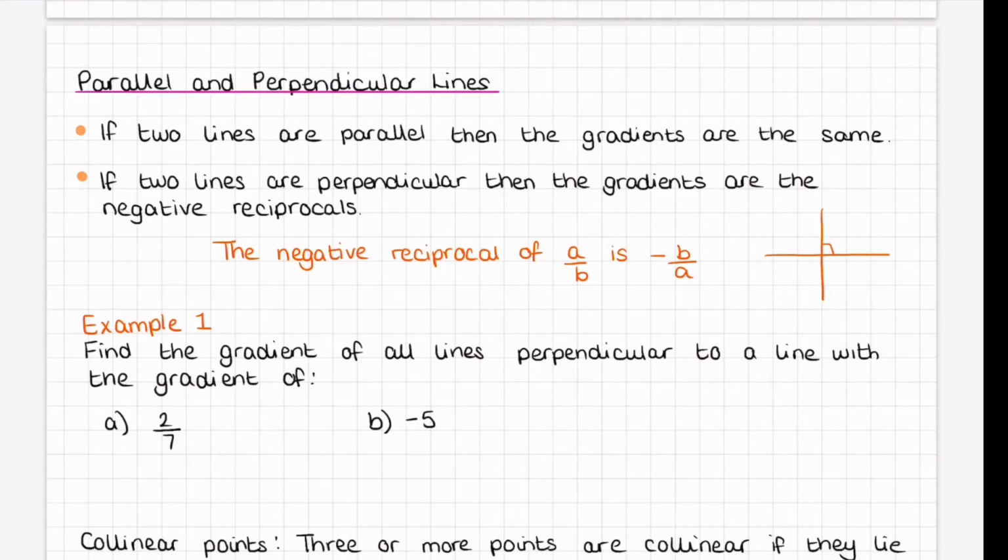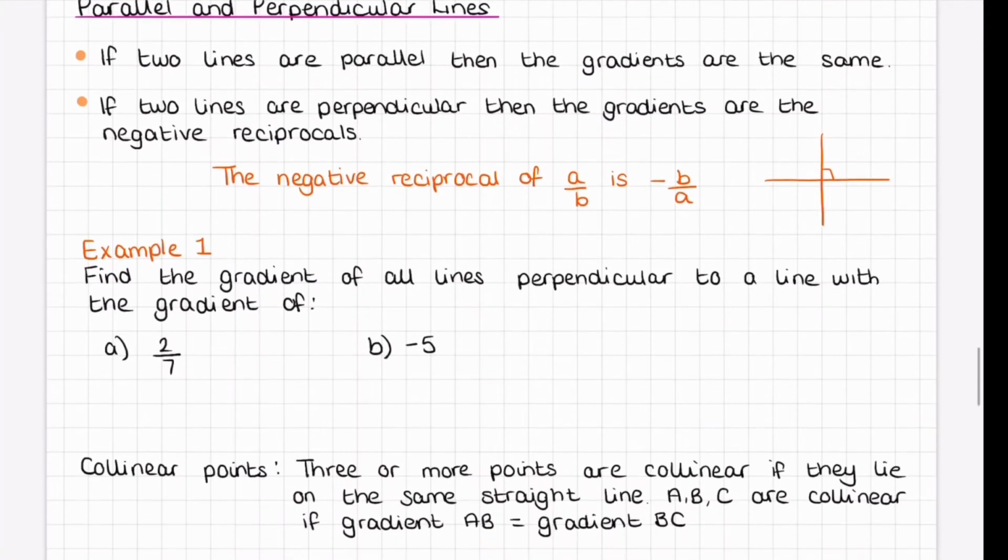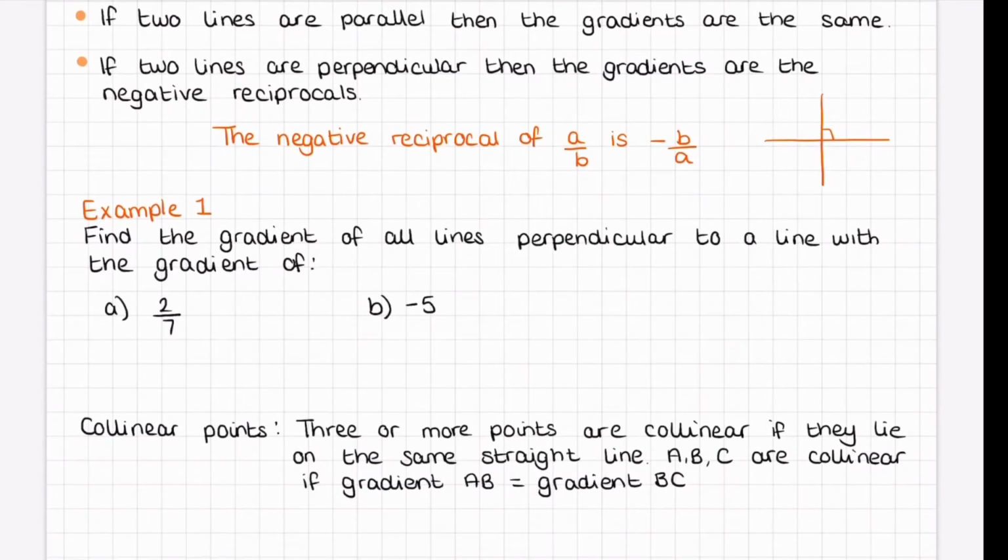Example 1, find the gradient of all lines perpendicular to a line with a gradient of 2 over 7. So if we have 2 over 7 as our gradient, which means the perpendicular is a negative reciprocal, which means a gradient perpendicular to that. This is positive, which means the gradient will be negative, and then we flip the fraction, so it'll be negative 7 over 2 instead.